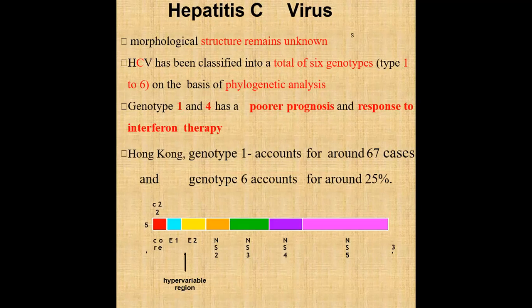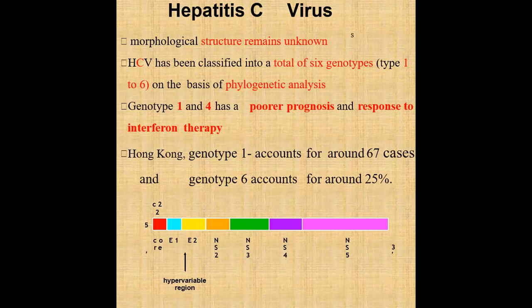Then the hepatitis C virus has been classified into a total of 6 groups, type 1 to type 6. There are 6 types of hepatitis C virus on the basis of phylogenetic analysis.